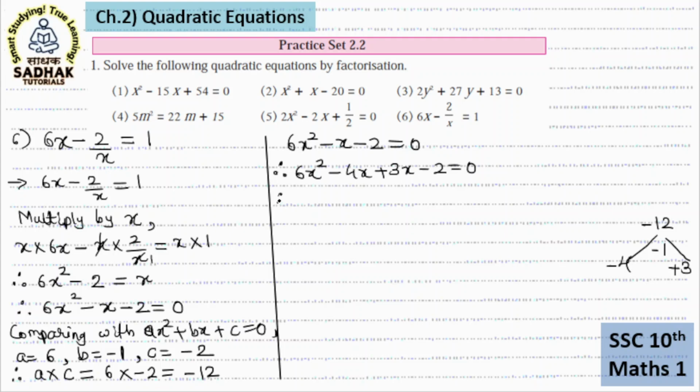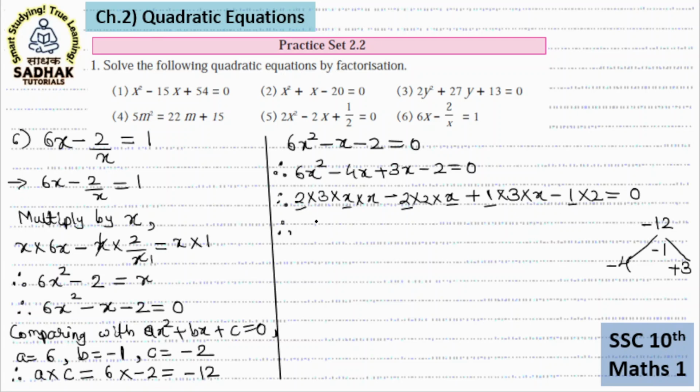Okay, now this 6x square I can write in prime factors as 2 multiplied by 3 multiplied by x multiplied by x, right? Minus 4x also I can write in prime factors as 2 multiplied by 2 multiplied by x, plus 3x I can write as 1 multiplied by 3 multiplied by x, minus 2 I can write as 1 multiplied by 2 is equal to 0. Okay, now we can see that 2 and x is common in the first and the second term, and in the third and the fourth term only 1 is common.